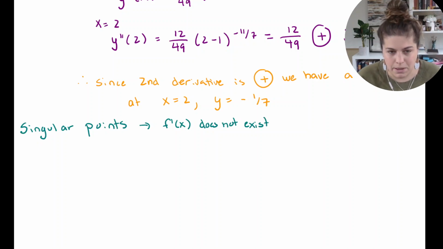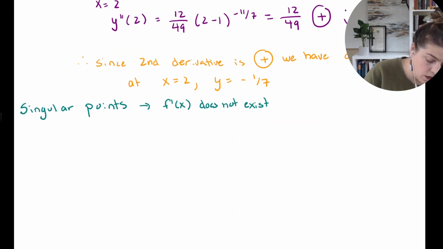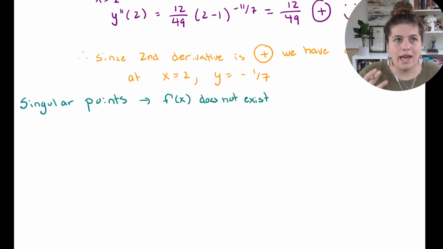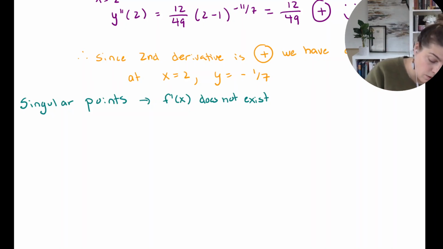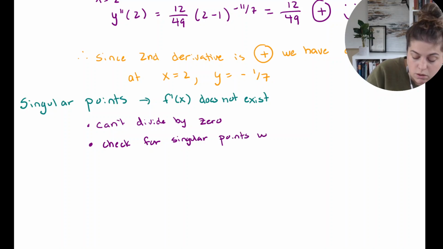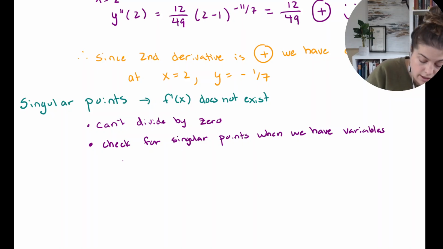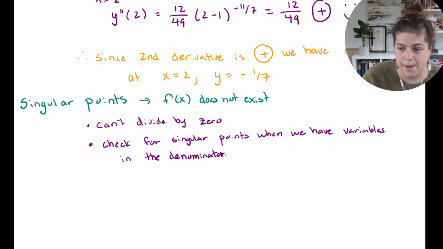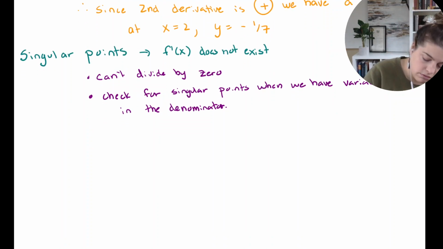And there's a few different ways that this can happen, but the main thing that we're going to be looking for in the context of this class is when we have x's in the denominator, and it's possible for that denominator to be 0, because the whole rule is that we can't divide by 0. So we're only ever worried about this. We're going to check for singular points when we have variables in the denominator of the derivative.